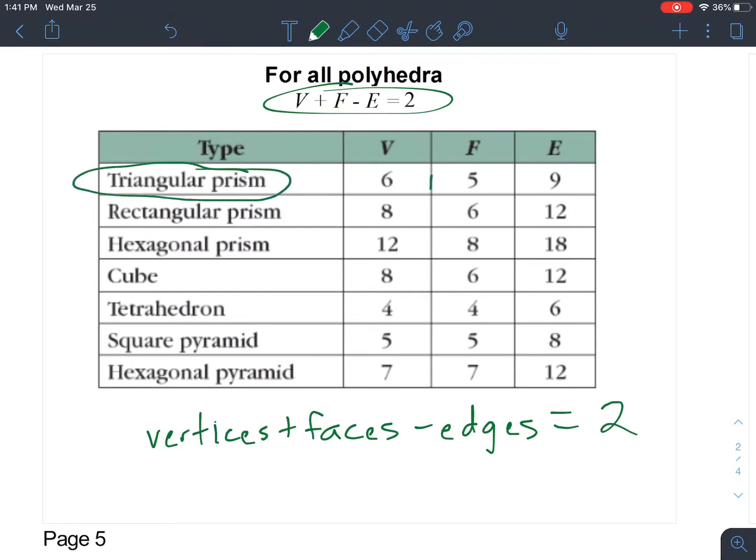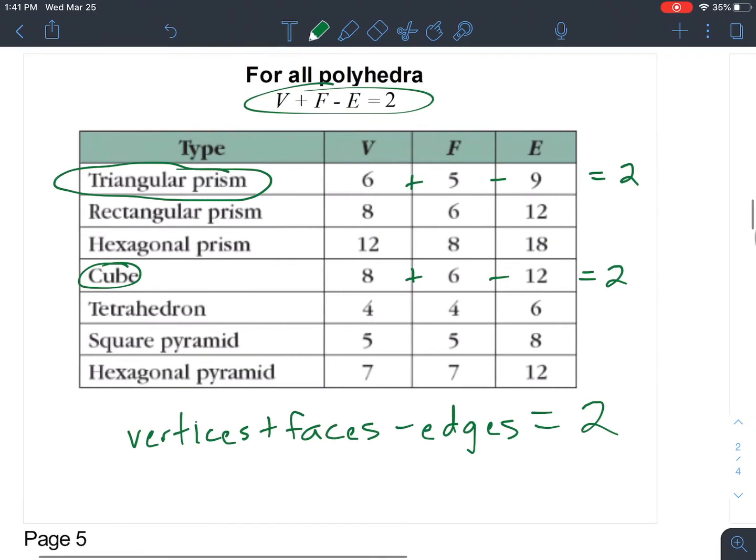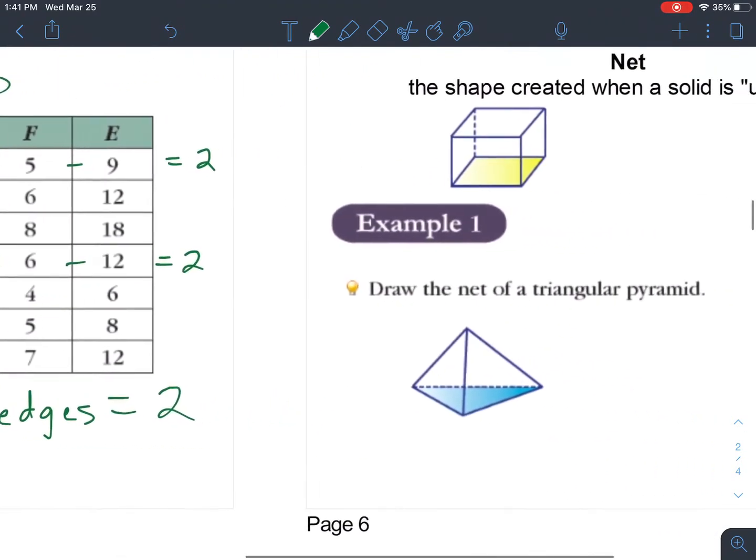The triangular prism, 6 plus 5 is 11, minus 9 equals 2. If we did the cube, 8 plus 6 is 14, minus 12 gets us 2. And so on with the rest of these. It's true for all of the polyhedra solids. So it's just a really interesting fact. It's not really something that is going to be used by us very often, but it was discovered centuries ago and has been very interesting in the world of geometry.